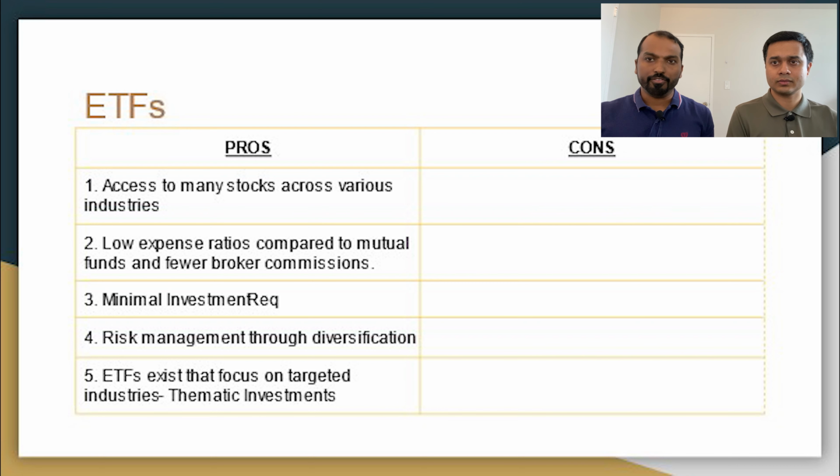Now let's dive into what are the advantages of ETFs. The first one is access to stocks across various industries. So similar to mutual funds, you get exposure to a diversified basket of stocks without actually having to invest in those stocks yourself. The next advantage is, as Appy mentioned earlier, lower expense ratios compared to mutual funds and fewer broker commissions. Again, in ETFs, you have both active and passive ETFs as well, and the expense ratios for active are typically a little higher than the passive ETFs.